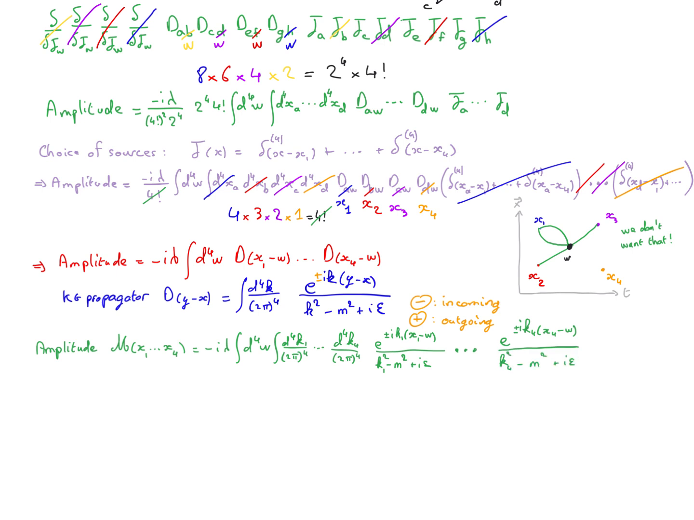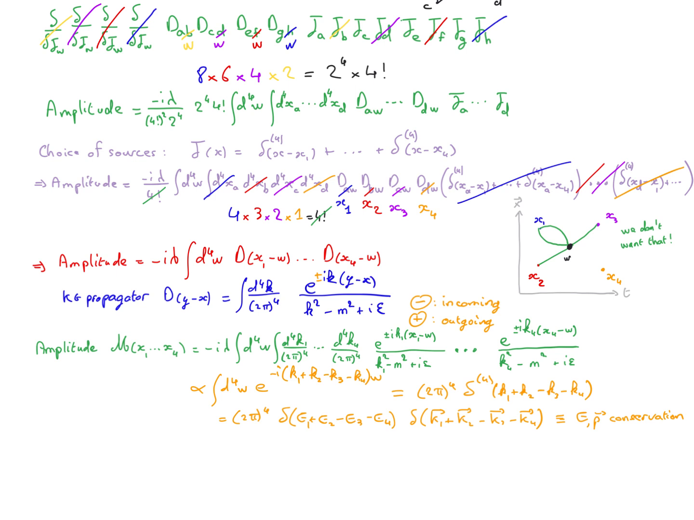If we isolate all the terms with W, we recognize a delta function, which tells us that energy and Euclidean momenta are conserved. So we are left with the integral over k1, k2, k3, k4, and this can be written in terms of a Fourier transform of the amplitude of probability itself.